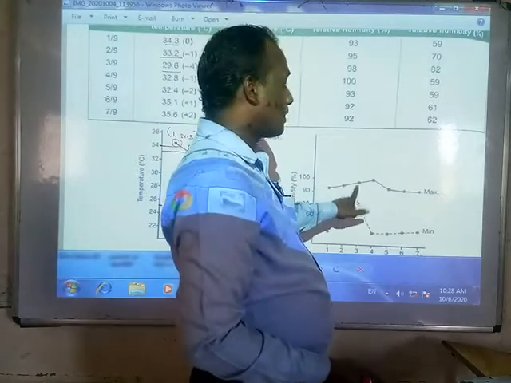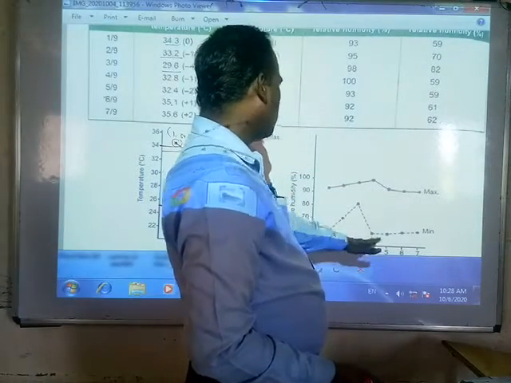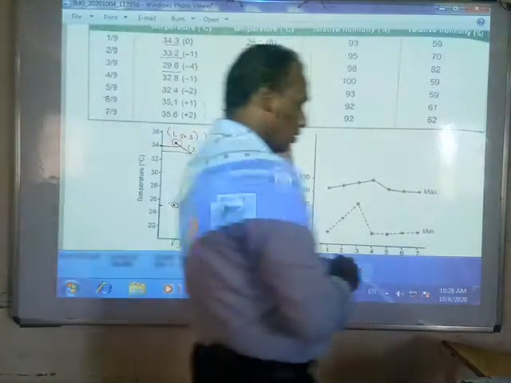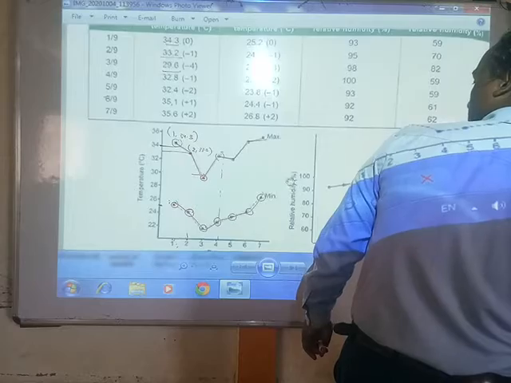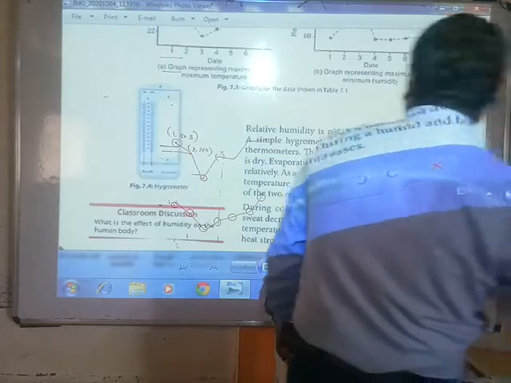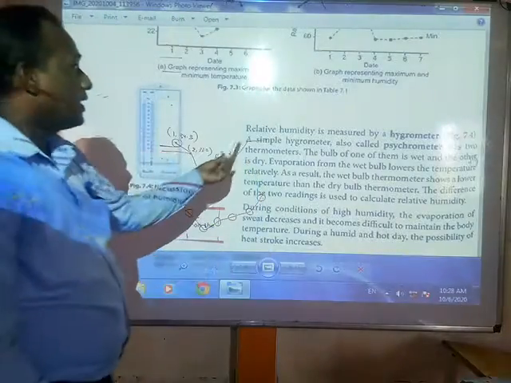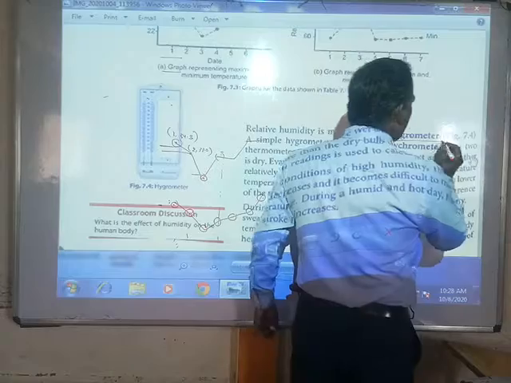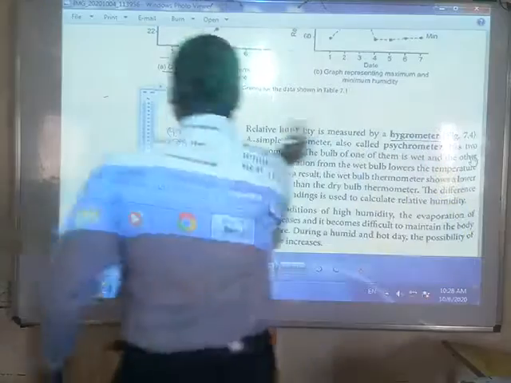This is maximum relative humidity and this is minimum relative humidity. Okay. So students, this is all about the graph. So now, students, I will say that relative humidity is measured by a hygrometer. Students, observe here. This is called a hygrometer.